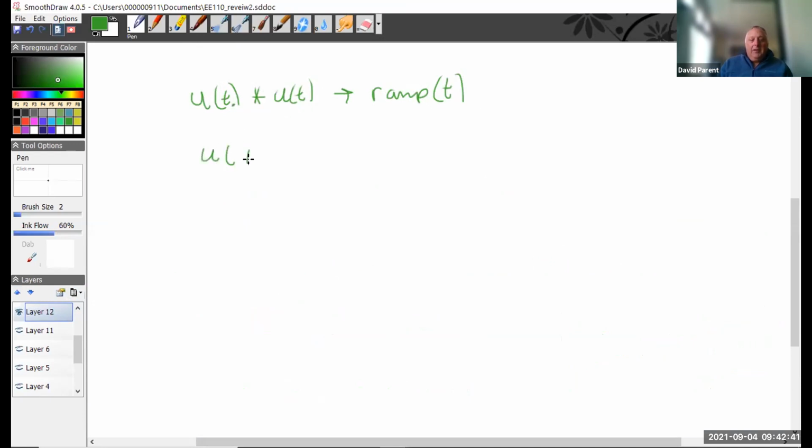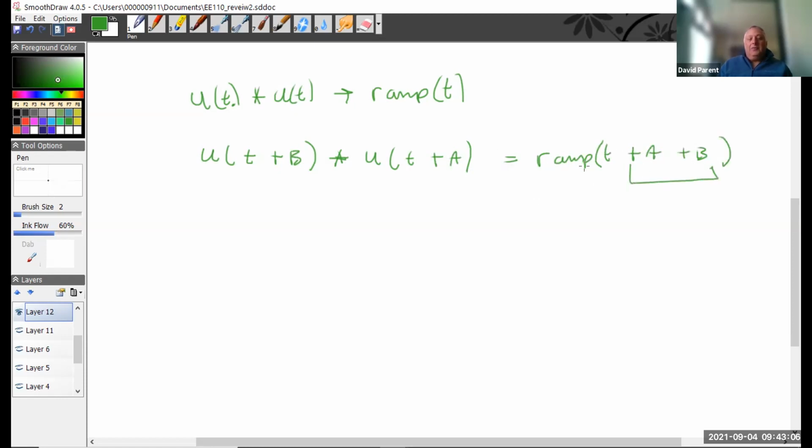Now, the delays, you just sum them up. So if I have u(t+b) convolve with u(t+a), and they can be positive or negative, it's just a ramp at t plus a plus b.